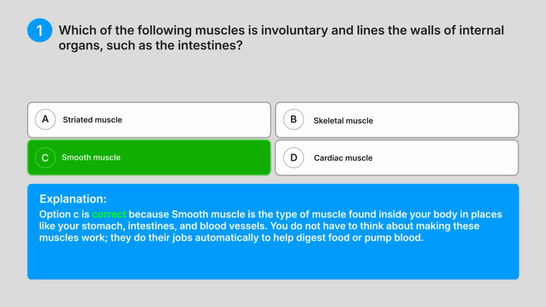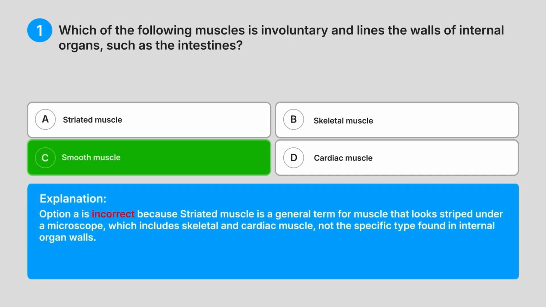Explanation: option C is correct because smooth muscle is the type of muscle found inside your body in places like your stomach, intestines, and blood vessels. You do not have to think about making these muscles work. They do their jobs automatically to help digest food or pump blood.